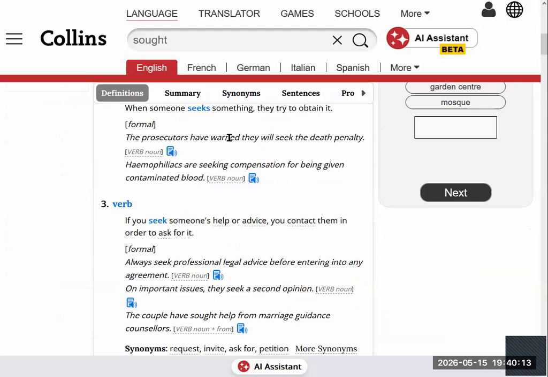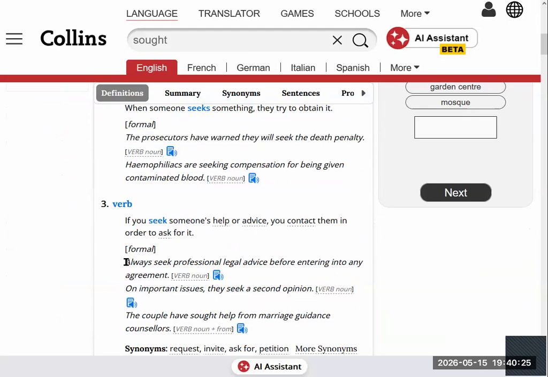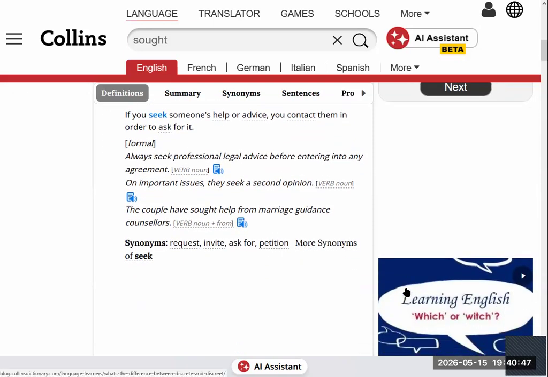So there's this sentence here. It says the prosecutors have warned they will seek the death penalty. Sometimes you hear that in American trials. They talk about that. Let's look at this one here. This is formal, it says here. Always seek professional legal advice before entering into any agreements. Always seek or always look for professional legal advice.